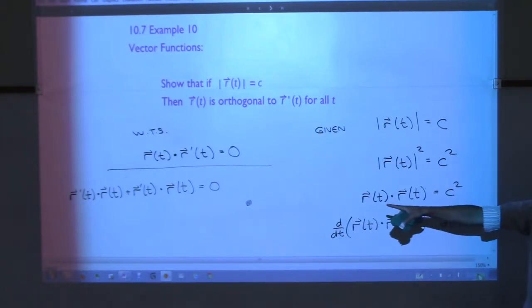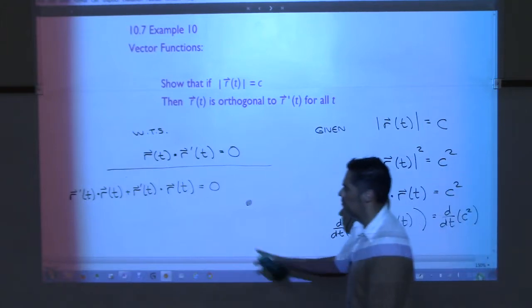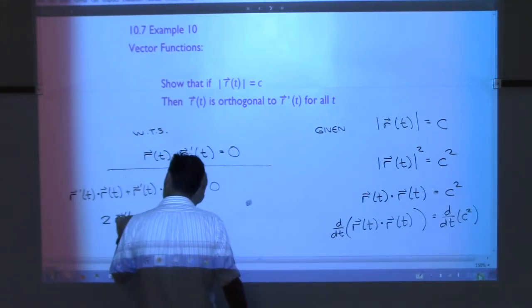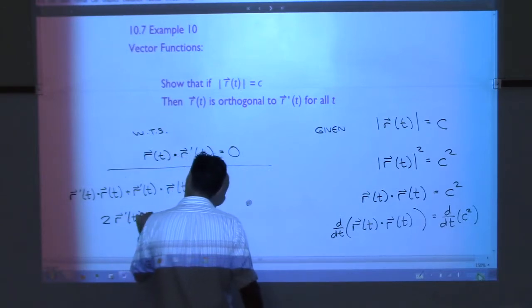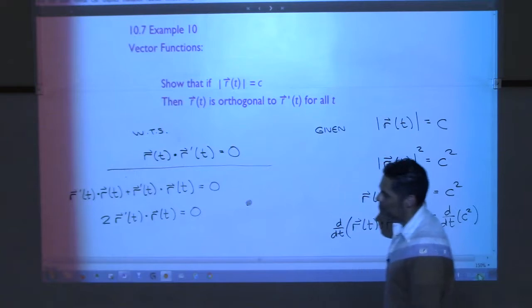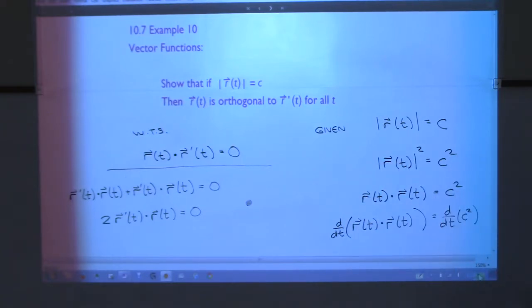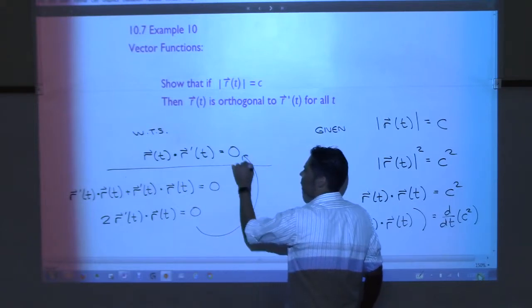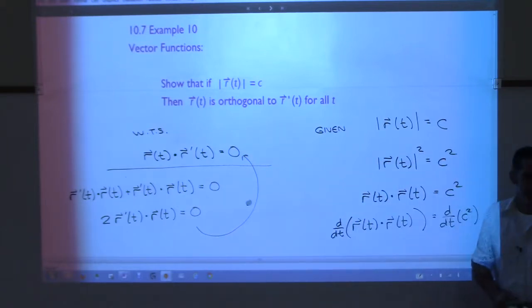Now, those are exactly the same expressions, aren't they, on the left side? So I have two of them. These are identical. So 2 r prime of t dotted with r of t equals 0. Now what? Divide both sides by 2, and what do you get? r prime of t dotted with r of t equals 0. What we wanted to show, right?